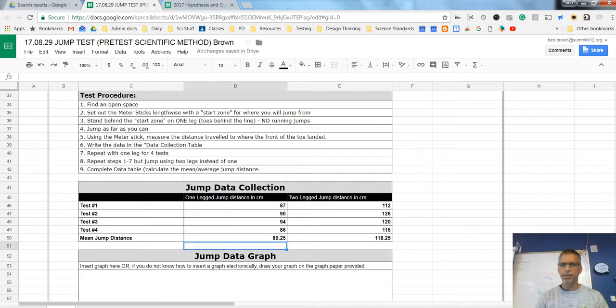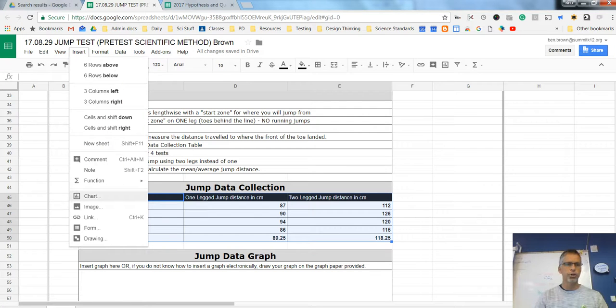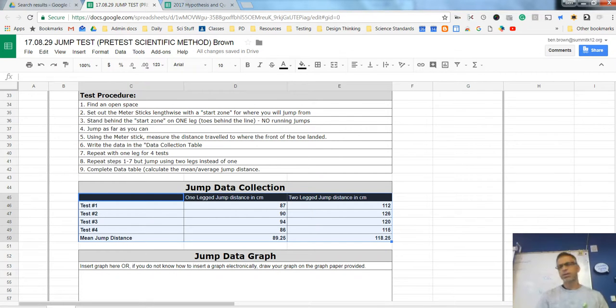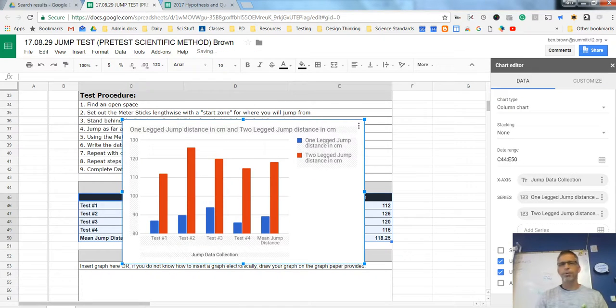My data table is complete, as you see down here. To insert my chart, the first thing you want to do is highlight the entire table. That includes all labels, all test labels, etc. Then you will go to Insert, Chart, or up in the top right, you can see there is an icon, and if you hover over it, it'll say Insert Chart. Either one works. You click Insert Chart, and you might have to wait a second while the computer thinks.